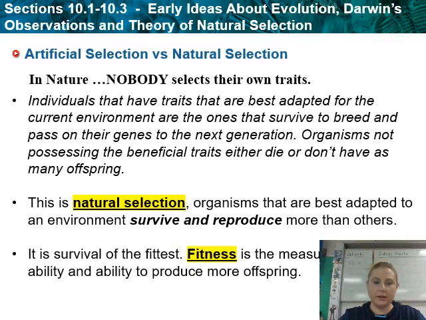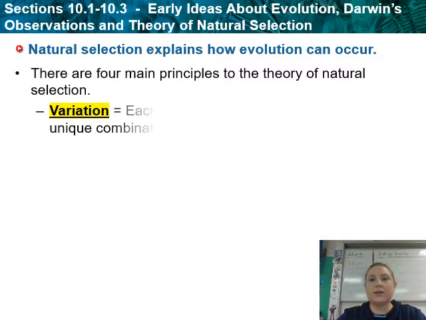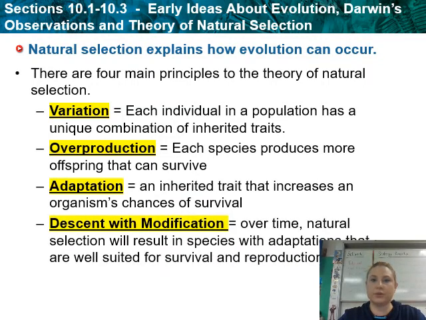We call that survival of the fittest, sorry. The fittest things survive, most adapted to their environment. So natural selection explains how evolution can occur. There are four main principles to the theory of natural selection. We have variation, overproduction, adaptation, and then descent with modification.